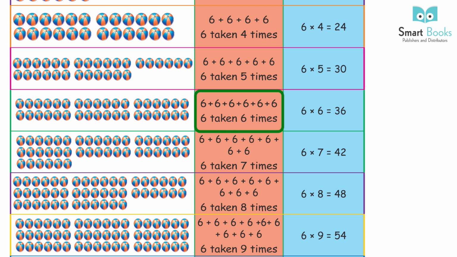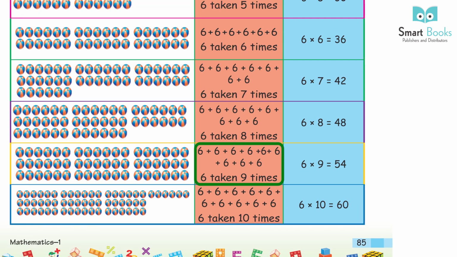6 taken 6 times. 6 into 6 equals 36. 6 taken 7 times. 6 into 7 equals 42. 6 taken 8 times. 6 into 8 is equal to 48. 6 taken 9 times. 6 into 9 is equal to 54.